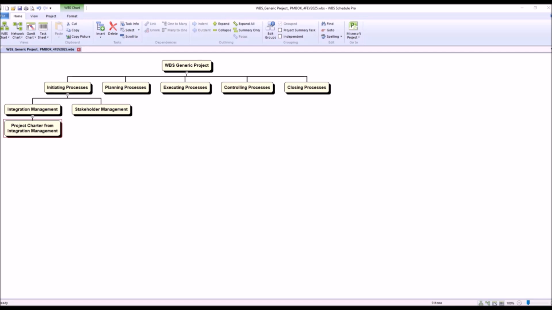The primary purpose of the project charter development process is to document the project's objectives, scope, stakeholders, and high-level requirements, as well as formally approve the project. The project charter serves as a foundational document that aligns the project with the organization's strategic goals.